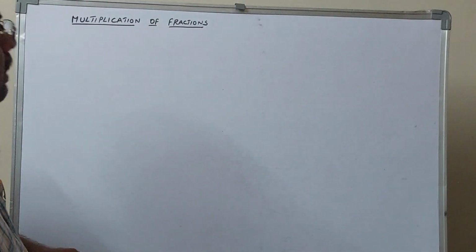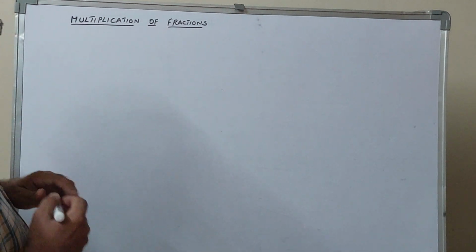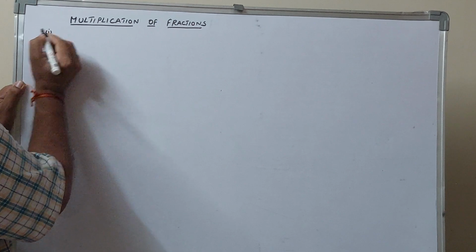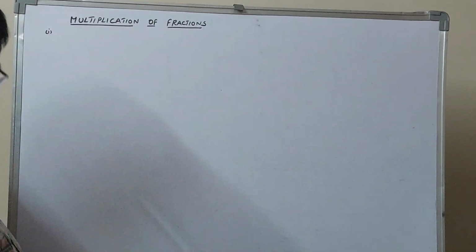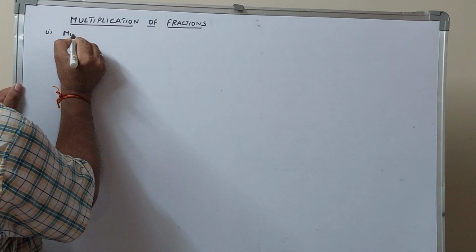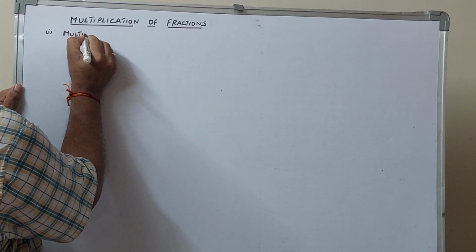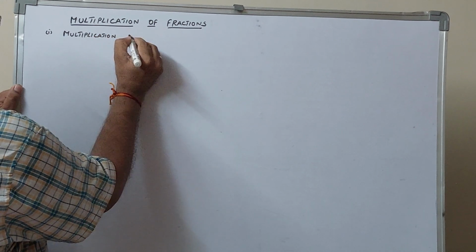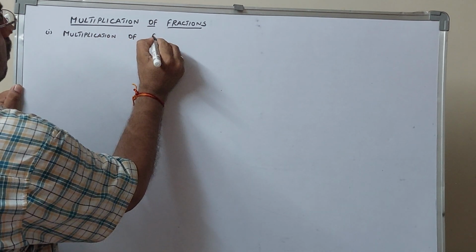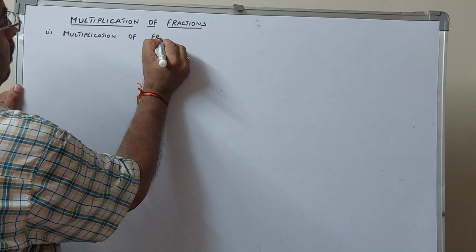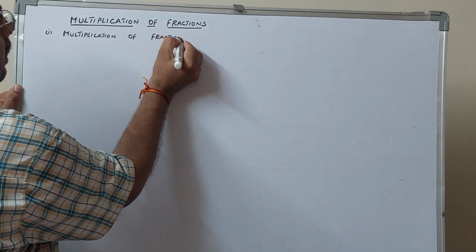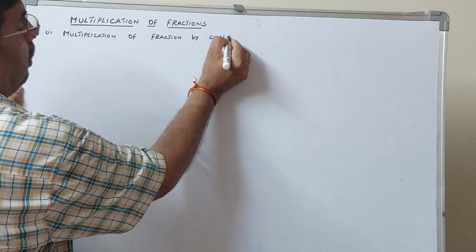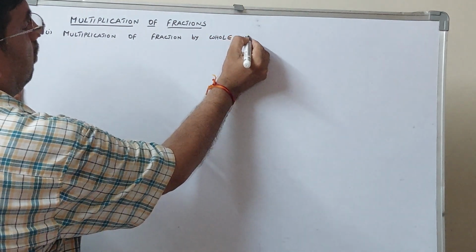Today we will discuss the multiplication of fractions. So the first one is multiplication of a fraction by a whole number.